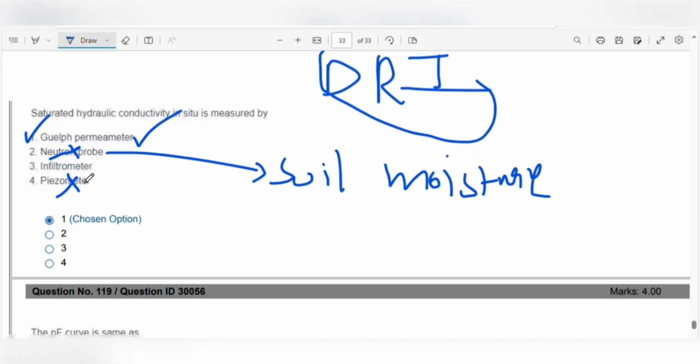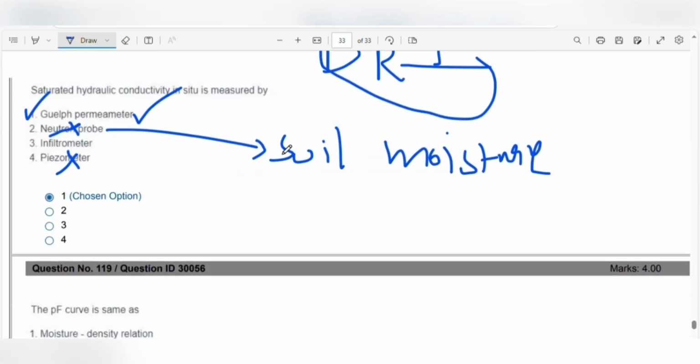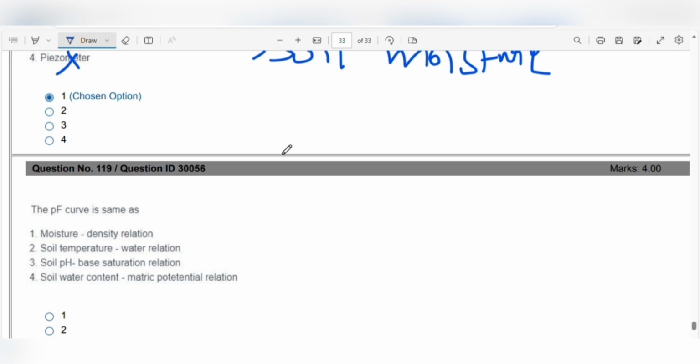All right. So coming to the penultimate question, another question from soil water. I think we have almost reached 15. We have crossed the 15 mark. So I think you can understand the importance of soil water, and from today only you should start revising it and reading it again and again. So the PF curve is same as I told. The PF curve was given by none other than Schofield.